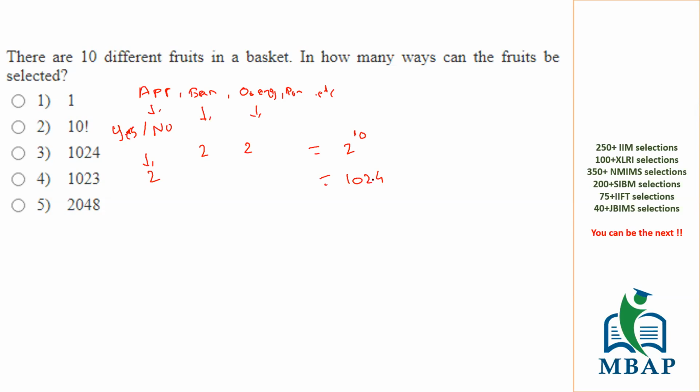Suppose you went to the first apple. You did not take the apple, you took the orange. So this is one way. But there can be another way wherein you took the apple but you did not take the orange. Right? So everything has two options. So there are a total of 1024 ways in which you can do this whole operation of selecting and not selecting. Is this clear?